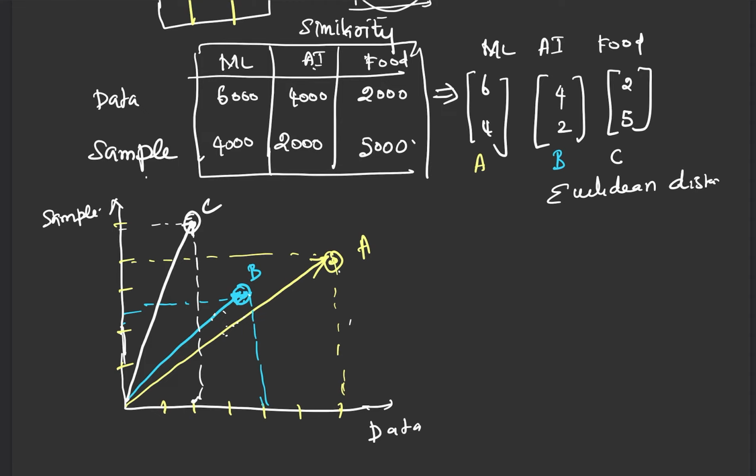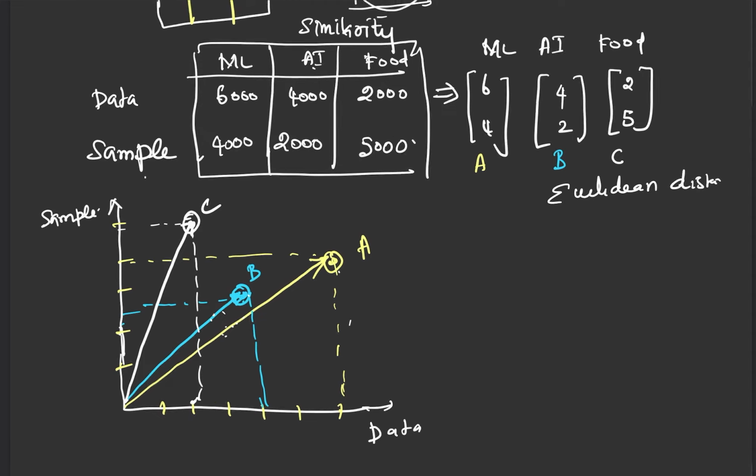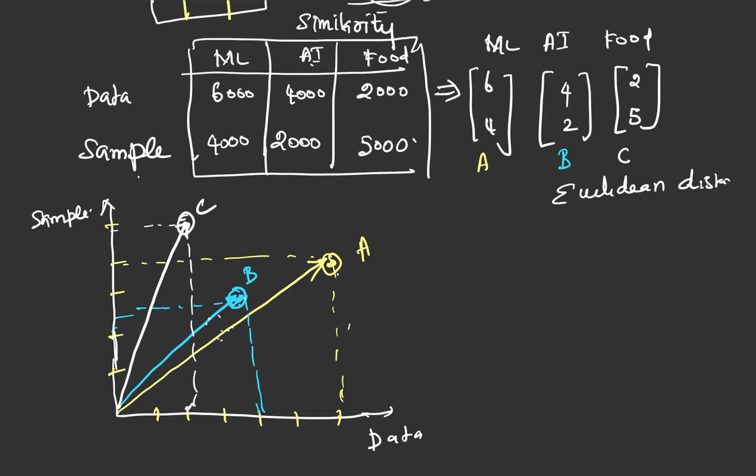Euclidean distance. So this one is just to join B and A and measure this distance. How to measure this distance? This is just using our Pythagoras theorem.